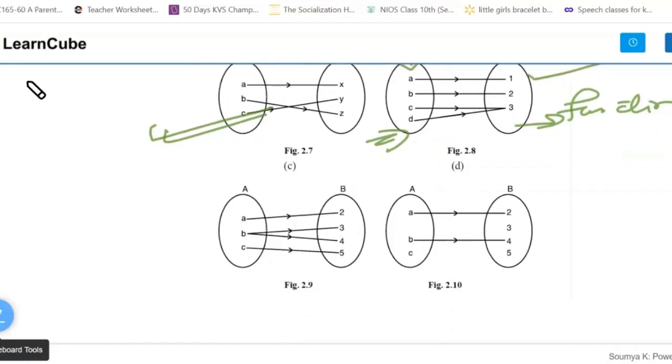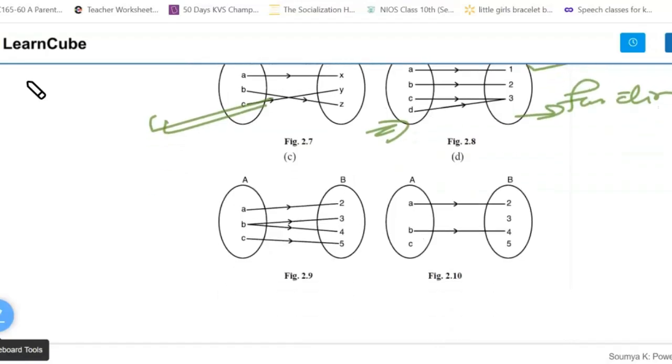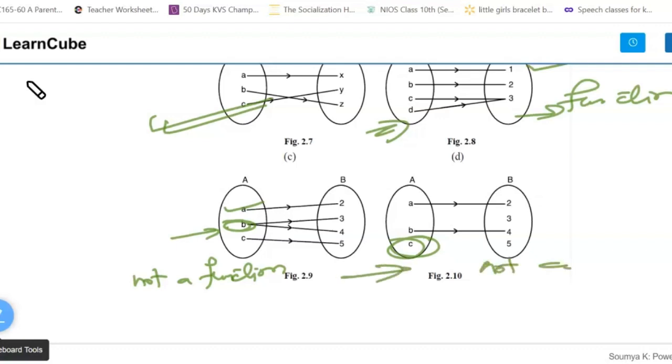The third question, that is C, you have this element B with repetitive input. In that case, this doesn't follow the function definition, so not a function. Next one is this element C doesn't have any image, so this is left out. So that's why this is also not a function.